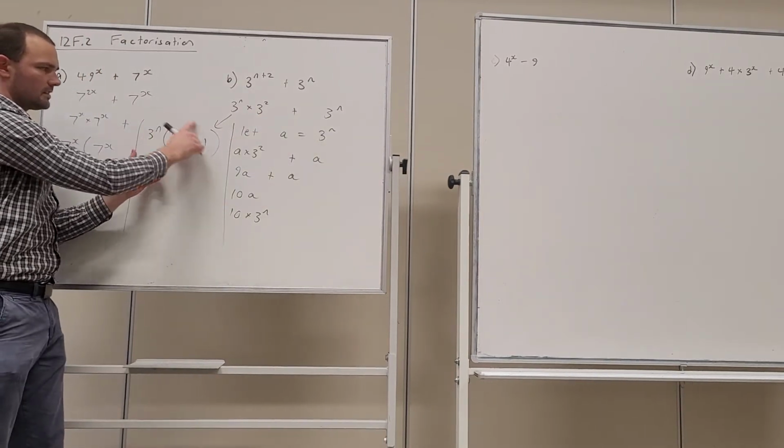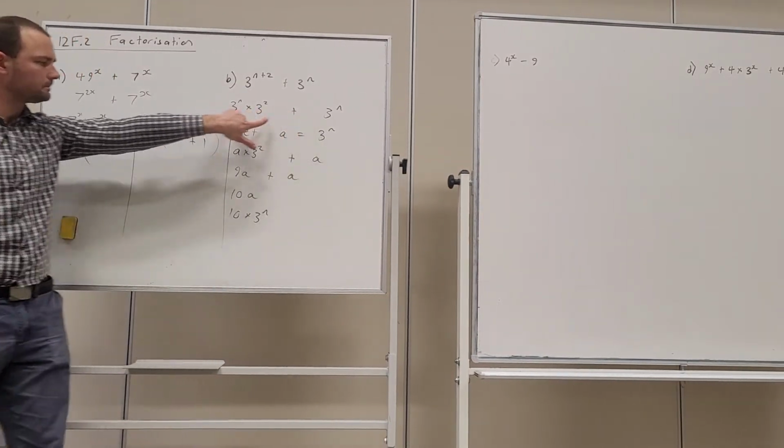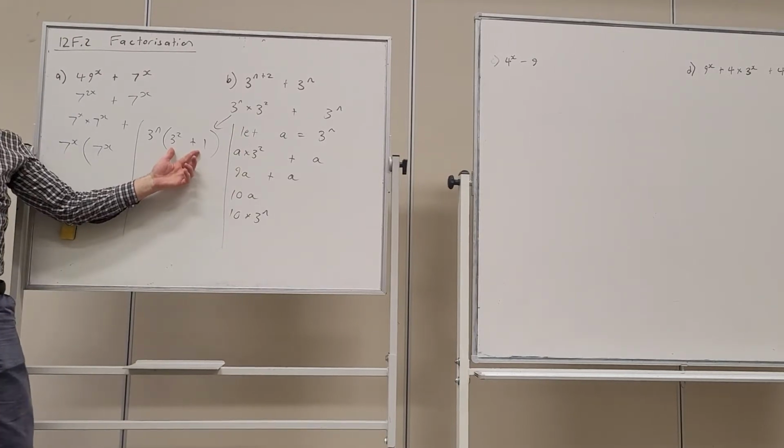If you distribute this, that's what it's going to become. And then 3 squared is 9.